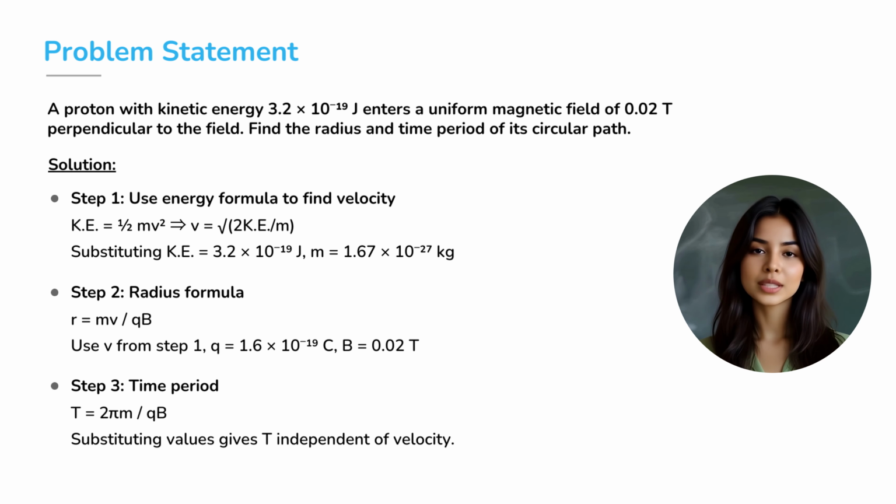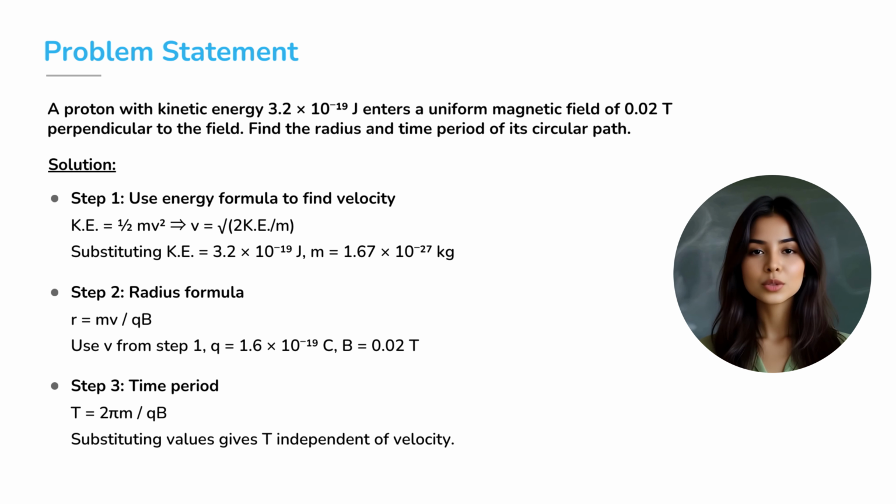Imagine a proton with kinetic energy of 3.2 times 10 to the power negative 19 joules entering a uniform magnetic field of 0.02 Tesla at 90 degrees. How do we find the radius and time period of its circular path? Step 1. Convert kinetic energy into velocity using v equals square root of (2K divided by m). Substituting values, we calculate v.